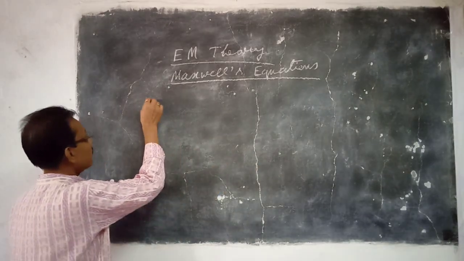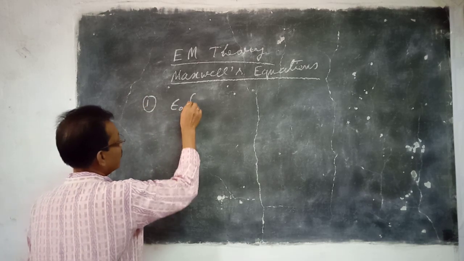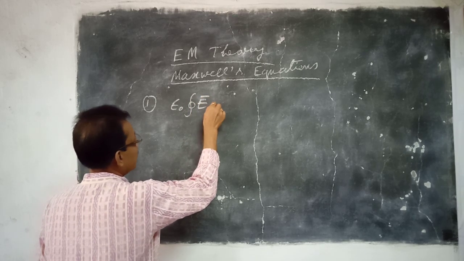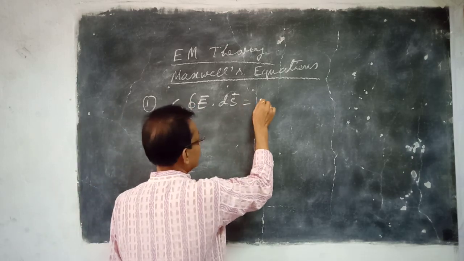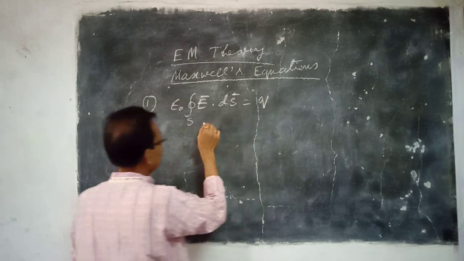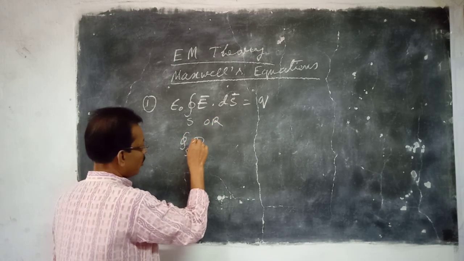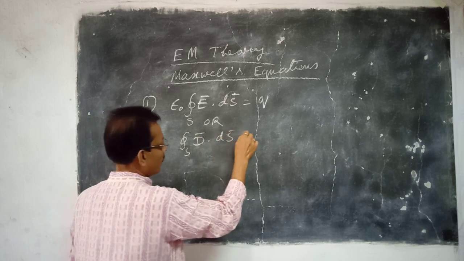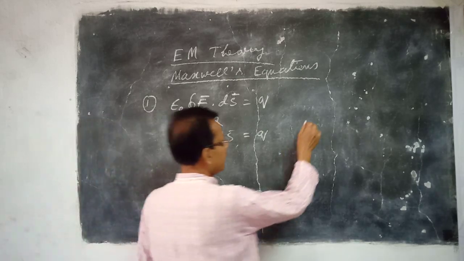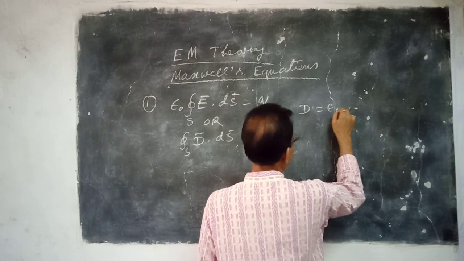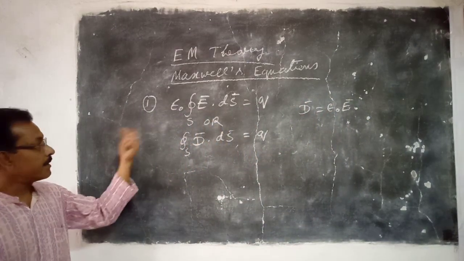The first equation is the Gauss's law in electrostatics. Epsilon 0 E dot ds, a closed surface integral, is equal to Q, or one can write the closed surface integral D dot ds is equal to Q. D is the electric displacement vector, which we write as D is equal to epsilon 0 E. This is the Gauss's law in electrostatics.